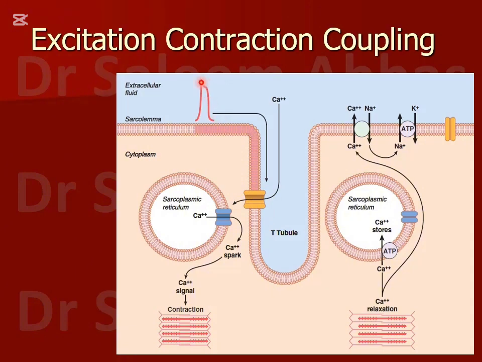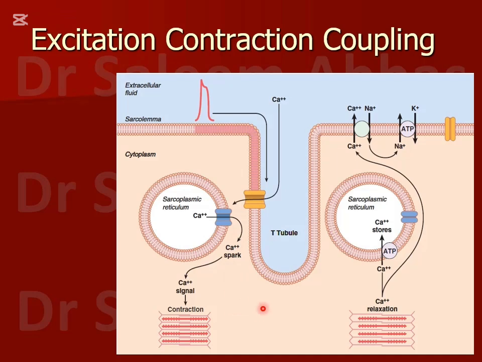During phase 2, the plateau phase, the voltage gated L type calcium channels are open, and the calcium ions go inside the myocardial muscle fibers. This calcium which has entered the cells causes the release of calcium from the sarcoplasmic reticulum, and this is known as calcium induced calcium release. These channels, ryanodine receptors, are opened when the calcium enters the myocardial cells. So this is known as calcium induced calcium release.